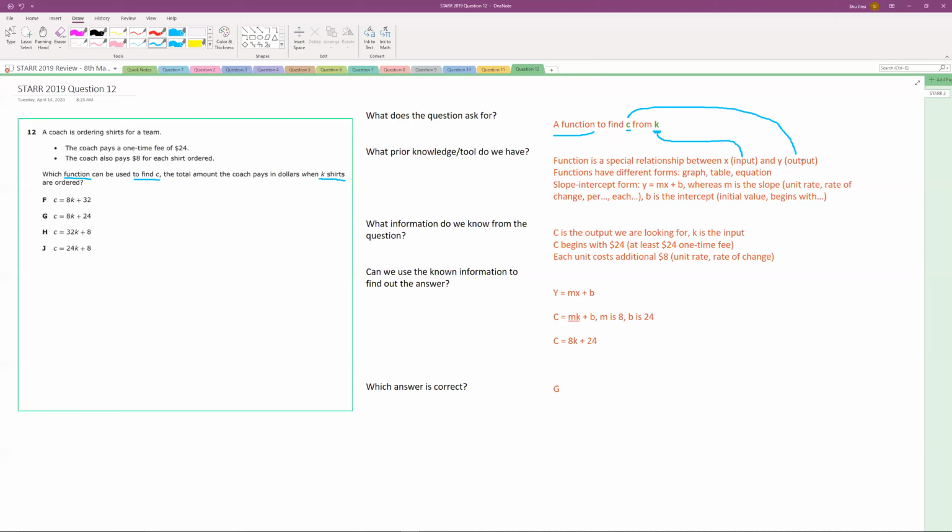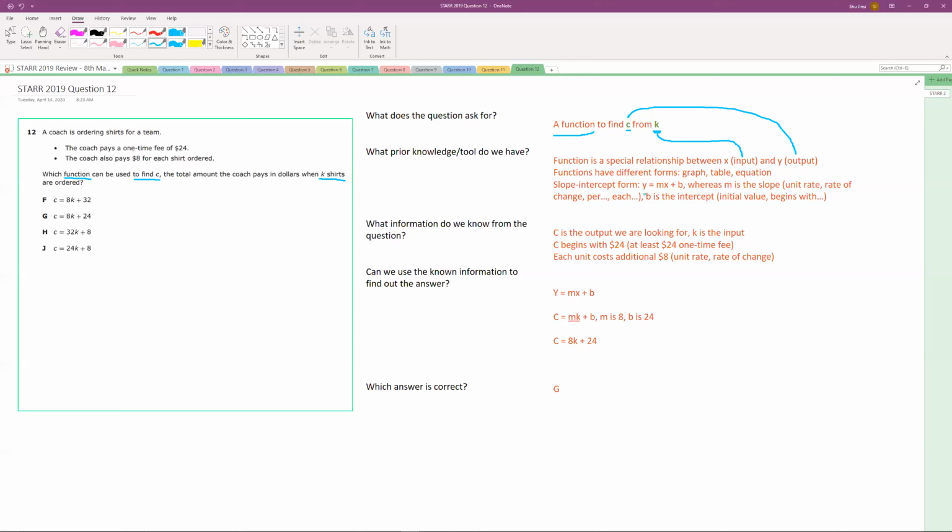And we also know functions have different forms: graph, table, or equation. Actually, we have done similar problems, finding functions on a graph or by table. If you are interested, you can review question 1. You can just look back at question 1 to refresh your memory. Here, we are going to use the equation form, the slope-intercept form of functions.